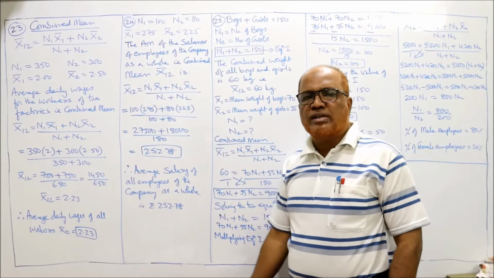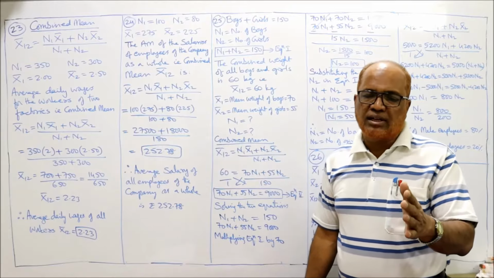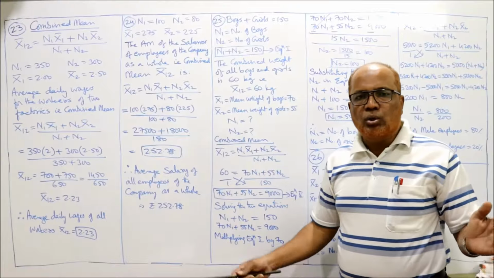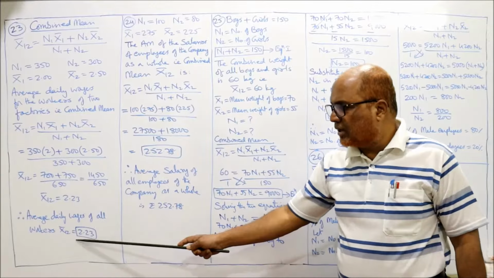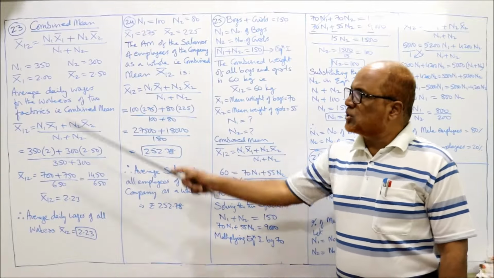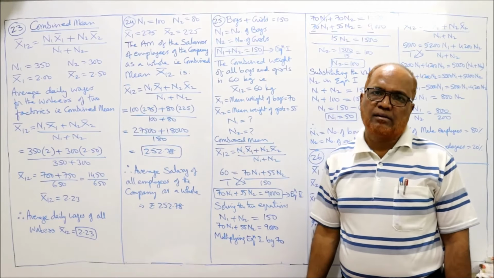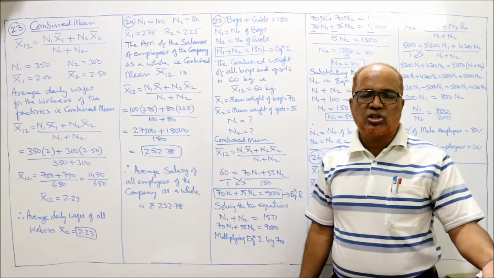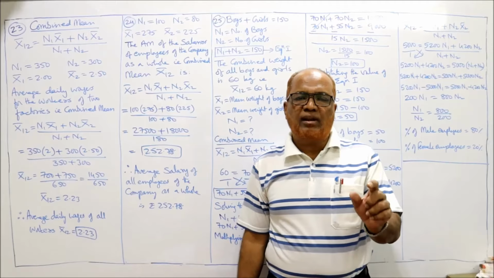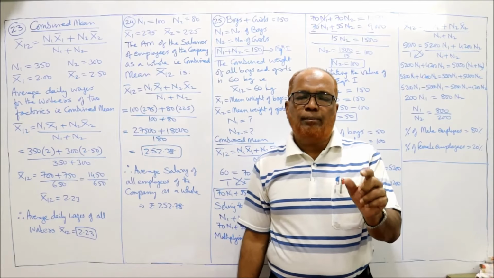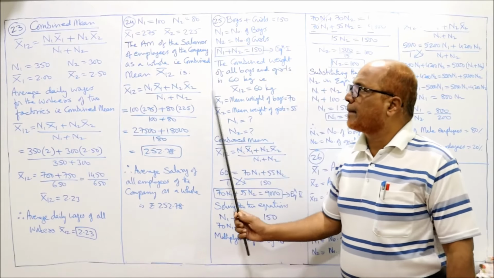This is the average wage of all the workers taken together, that is, factory A workers and factory B workers. If we combine the workers of both factories and find the combined mean, it is 2.23. So this is the first problem where we have applied the combined mean. In examination theory, a question may be asked: what do you mean by combined mean? The combined mean will be applied whenever we have to find out the mean of two or more than two groups.